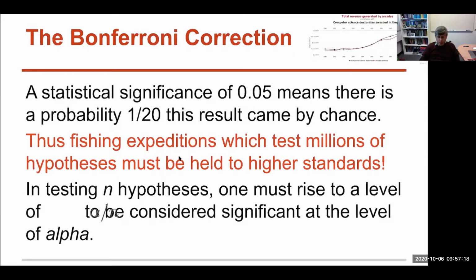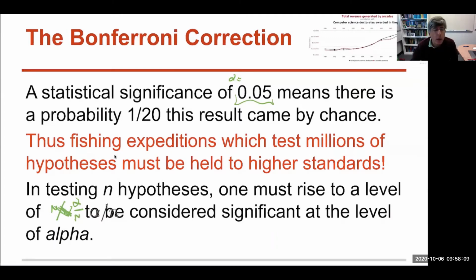So there is a statistical correction called the Bonferroni correction, which is very important, which is that basically if you're testing n different hypotheses, for us to be impressed at a significance level, which we call alpha, the hypothesis has to not occur by chance at a level of alpha over n.